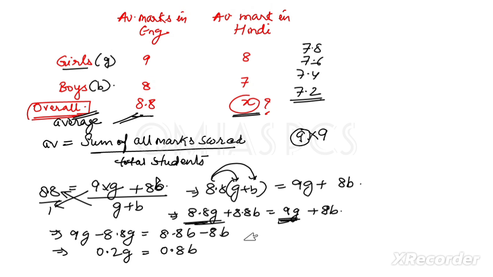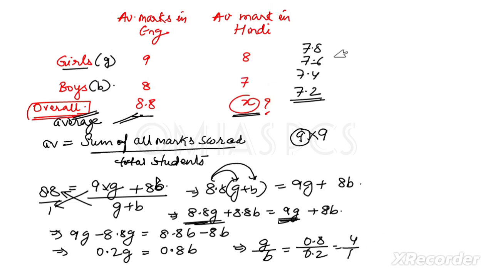If you want the ratio of G and B, we divide by G and by B, so it will be 0.8 divided by 0.2. So finally we have 4 by 1. What is the ratio of girls and boys in that class? That is 4 by 1. You got this one? Okay.